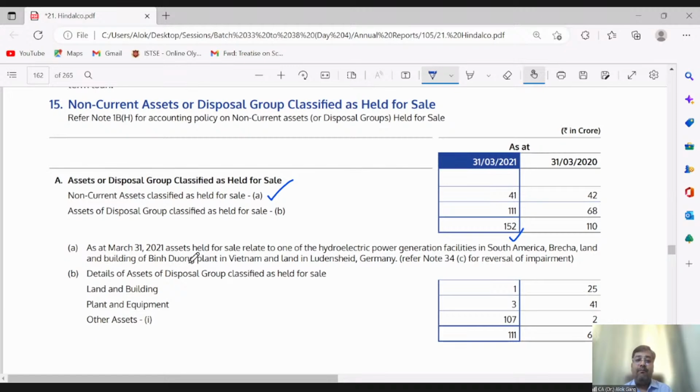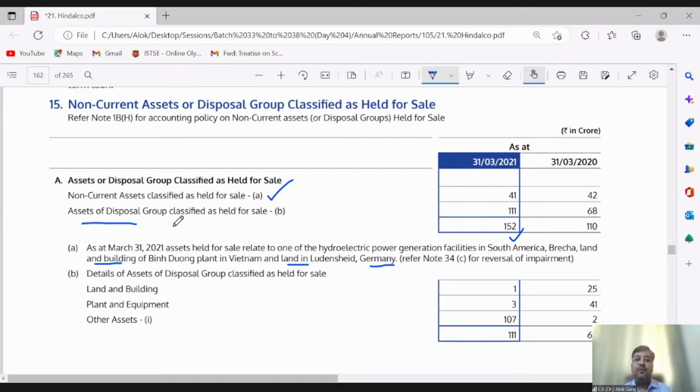Land and building of Bin Duong plant in Vietnam. So one is your plant and machinery. The second one is land and building. And the third one is land in Ludenschild, Germany, right? So these are three individual assets, three different assets at different locations. So this is considered as non-current asset held for sale.